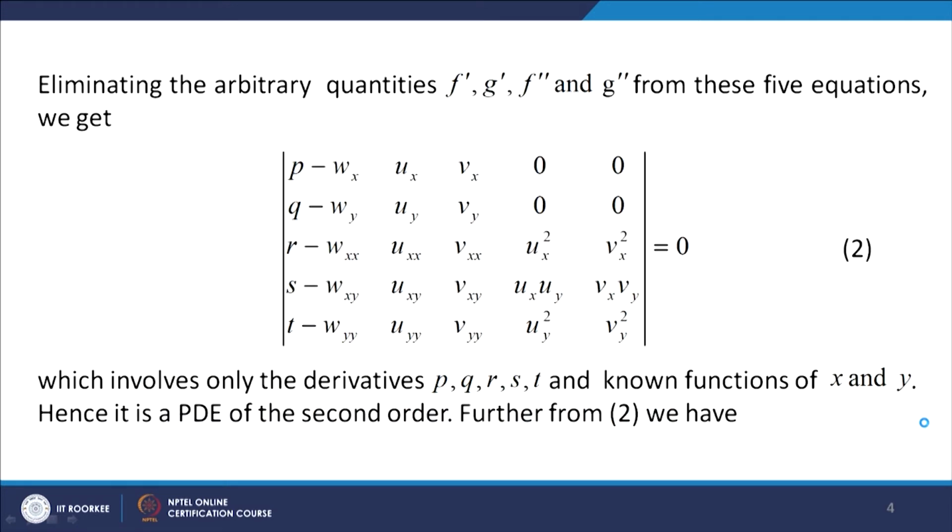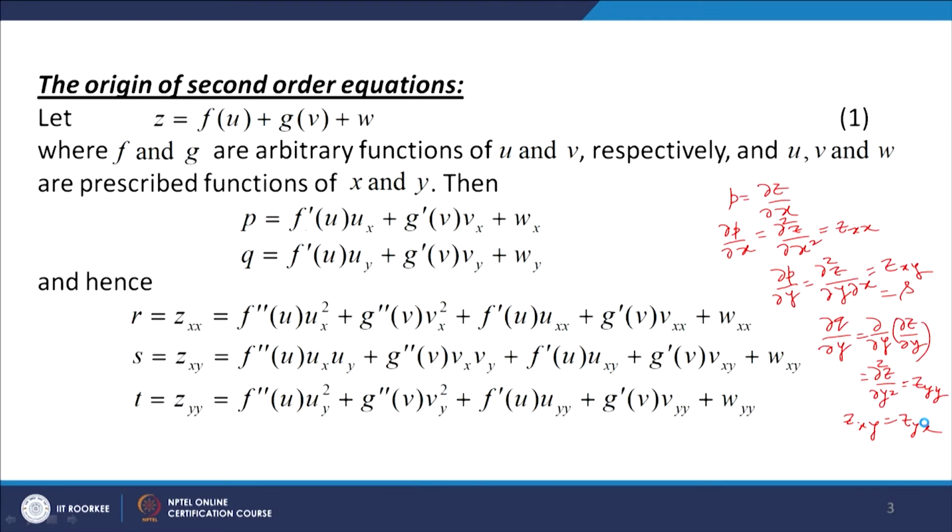Now we eliminate the arbitrary functions f dash, g dash, f double dash and g double dash from the 5 equations. We have 5 equations here: this is one equation, second equation, third equation, fourth equation, fifth equation. So from these 5 equations, let us eliminate the 4 quantities f dash, g dash, f double dash and g double dash.